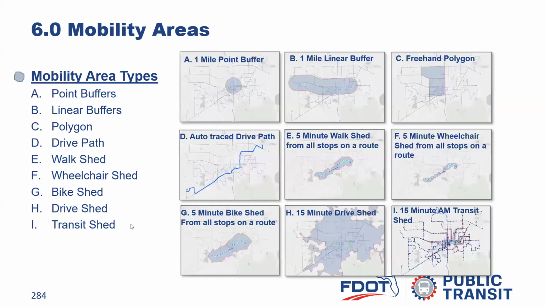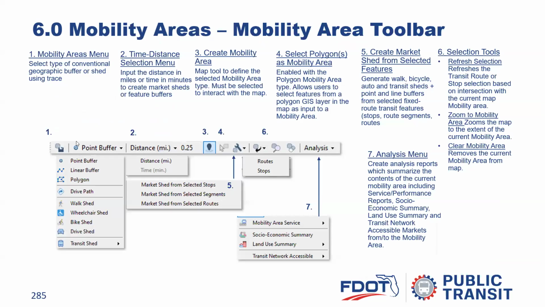Okay, so here are just some examples of mobility area types. I won't go through all of these. It's more just an example of what we were just talking about. Just keep that in mind that it's here. And again, this is a full reference for all of the different tools that you have on the mobility areas toolbar.